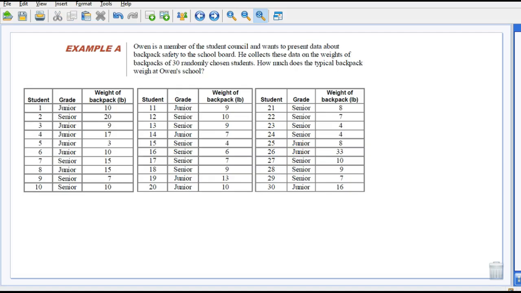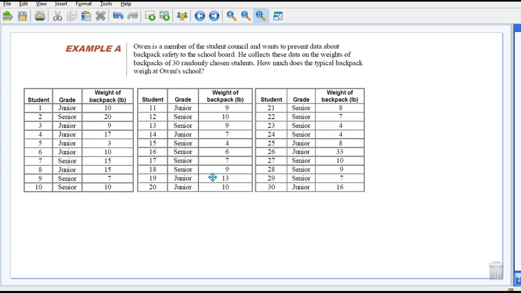So Owen is a member of the Student Council and wants to present data about backpack safety to the school board. He collects these data, and yes, it's kind of weird, some people say this data, but these data, because there's more than one point, so we call it these data. Data is plural in this case, on the weights of backpacks of 30 randomly chosen students. How much does the typical backpack weigh at Owen's school?